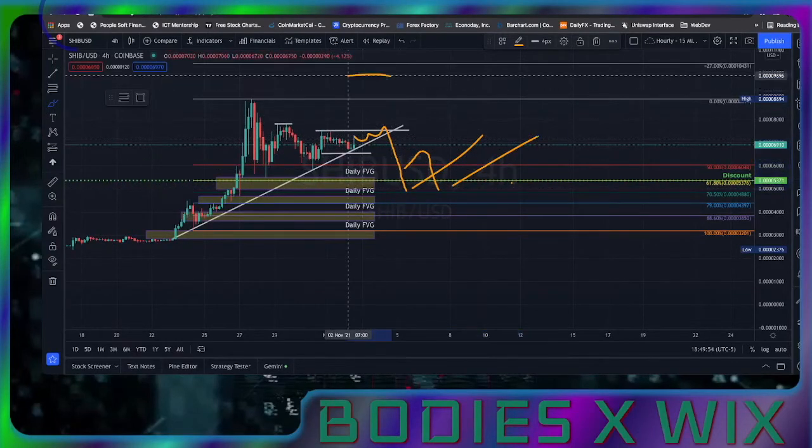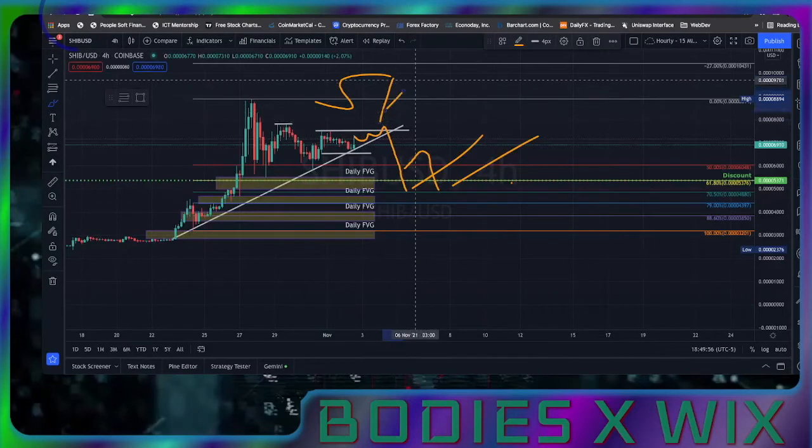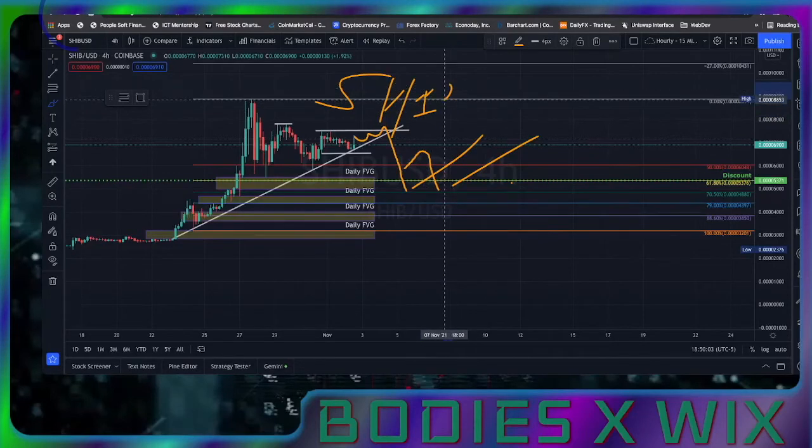So for me, who can't write very well with TradingView, that's what I think is going to happen to Shiba.